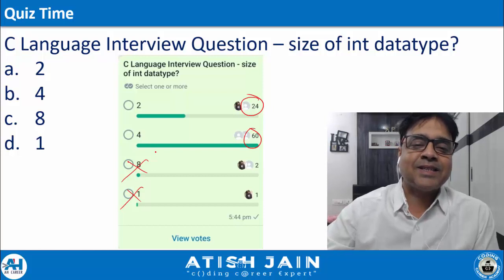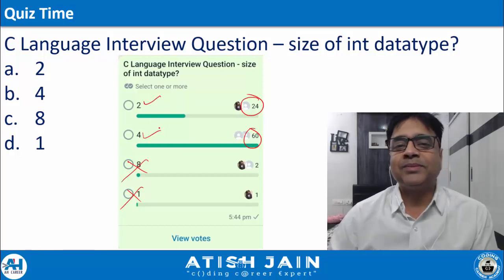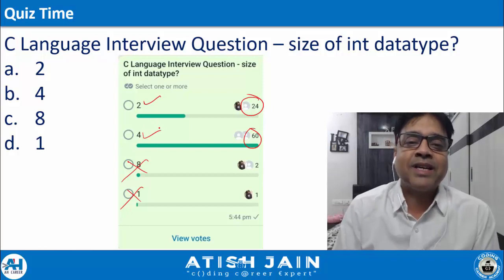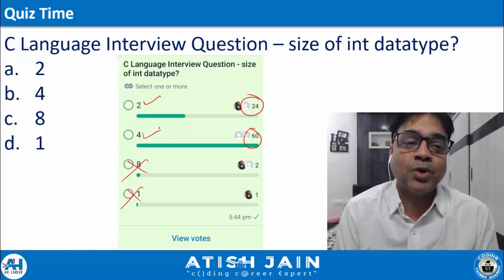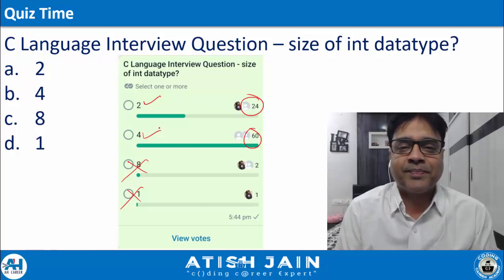Now the correct answer is 2 bytes and 4 bytes both. Now the doubt is, how could it be 2 bytes and 4 bytes both? Two answers for this question.